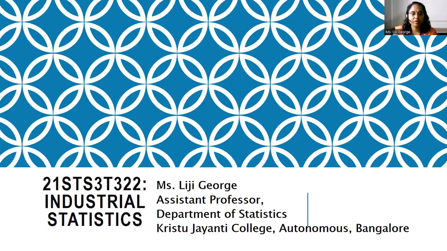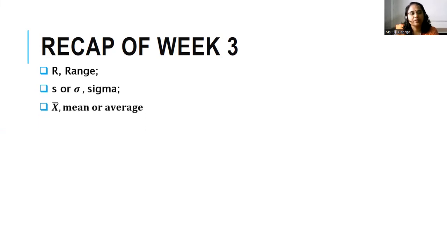We'll be going through the recap of what we saw in the last 1 week on our topic, industrial statistics. So the recap is as follows. First, we saw about range. Then we talked about S or sigma. The symbol that you see over there is sigma. Then we talked about X bar, mean or the average.